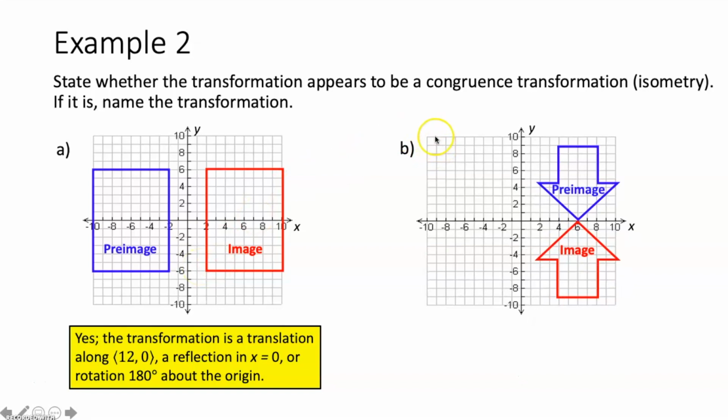Part B, doing the same thing. So we have our blue pre-image and our red image. So first, do these two figures appear to be congruent? Do their corresponding sides and corresponding angles appear to be congruent? Yes, they do. Therefore, we could say that this is a congruence transformation. The only question is, what type of transformation? There's actually two different ways you could get from this blue pre-image to the red image.